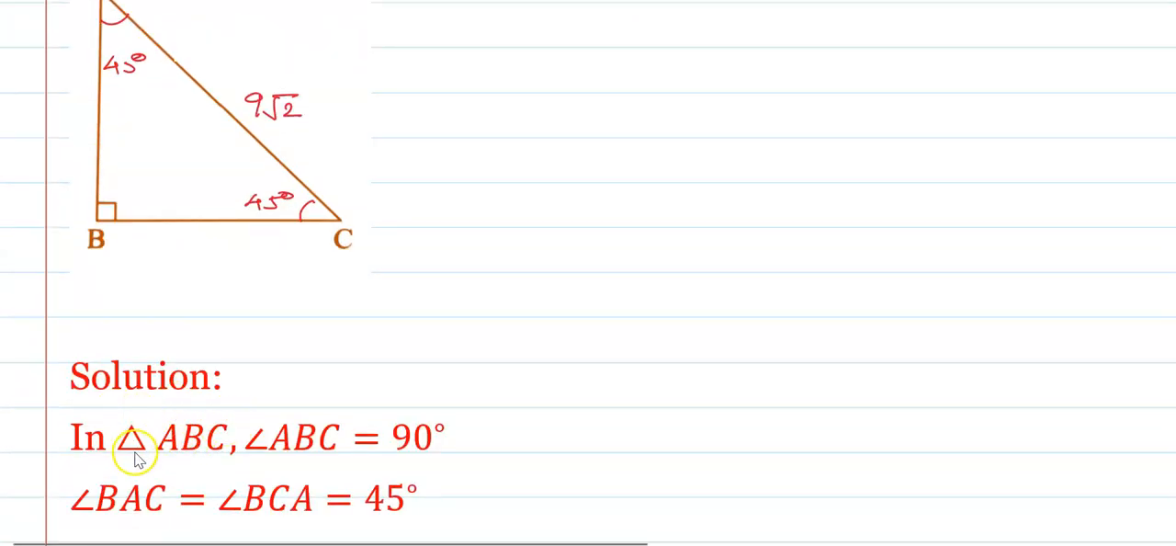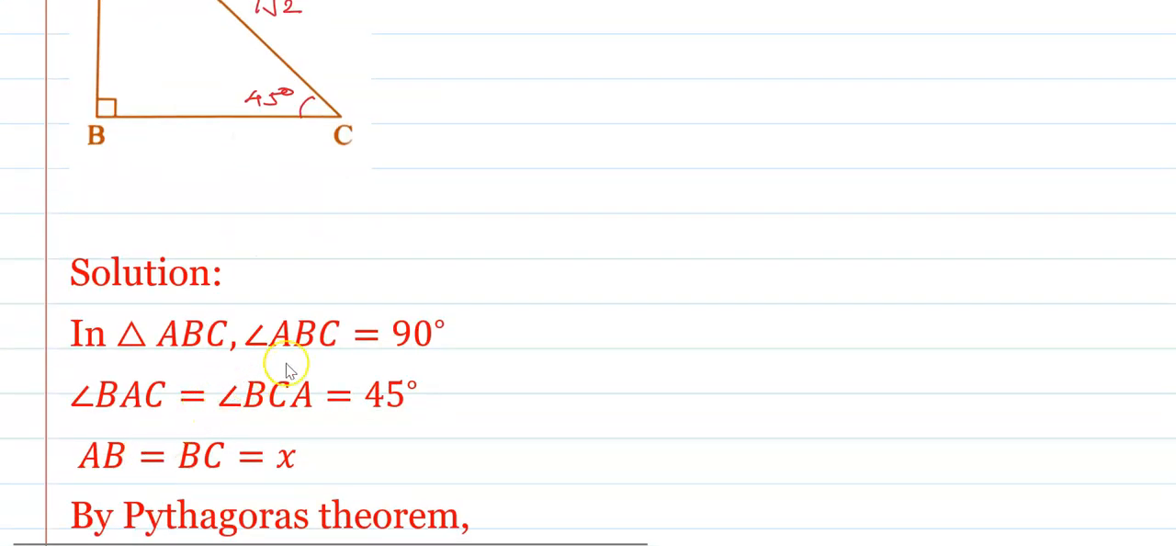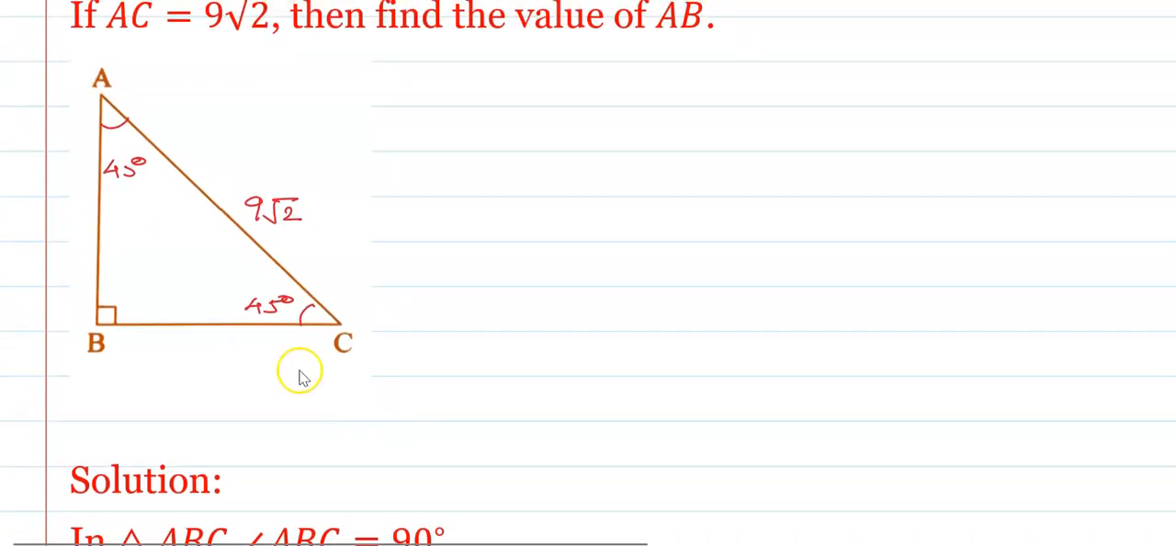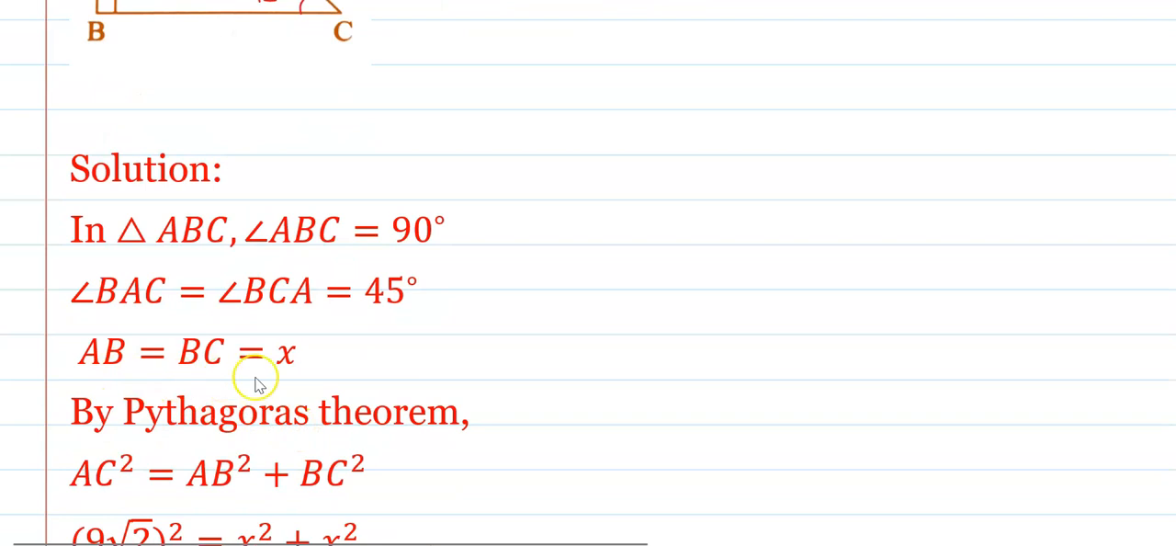Now the solution. In triangle ABC, angle ABC is 90 degrees. Angle BAC is equal to angle BCA, that is equal to 45. Let AB be equal to X. AB is equal to BC is equal to X.